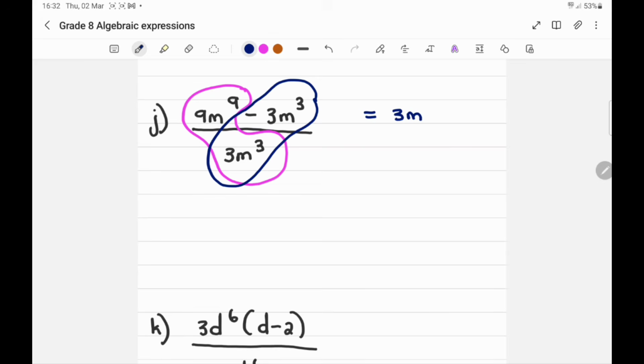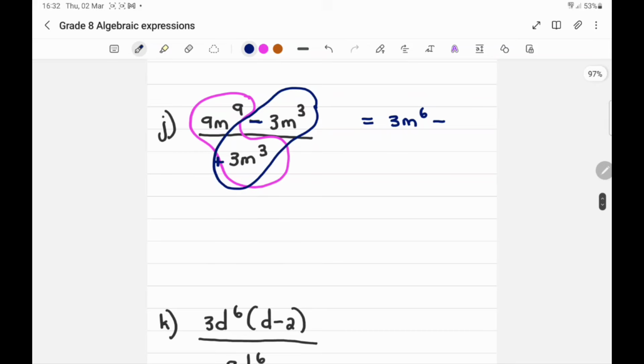M to the power 9 divided by m to the power 3. Keep your same base and you subtract your exponents. 9 minus 3 is 6. Then the negative times a positive is a negative. 3 divided by 3 is 1. M to the power 3 divided by m to the power 3 is also 1. 1 times 1 is 1 over there.